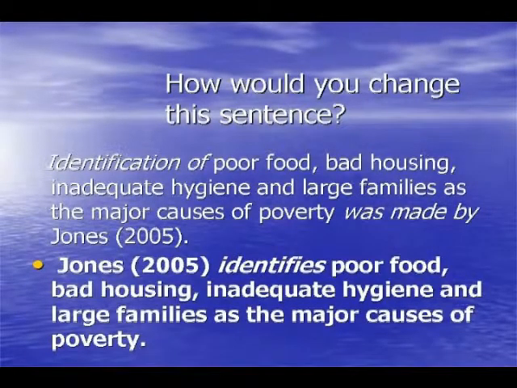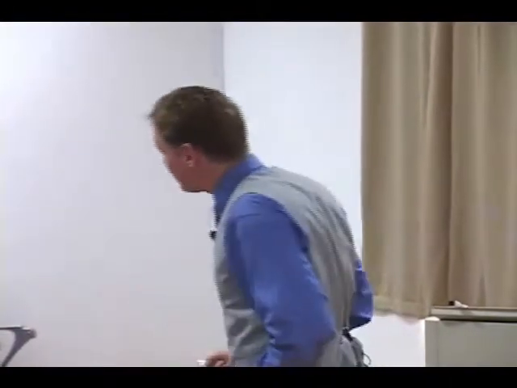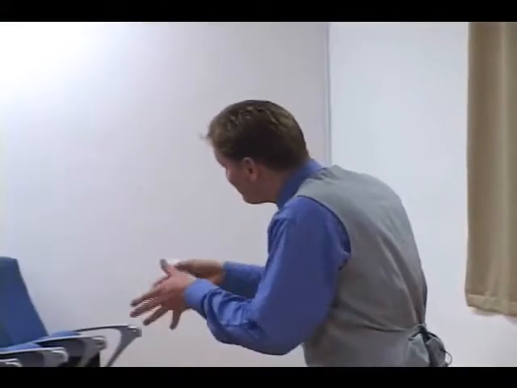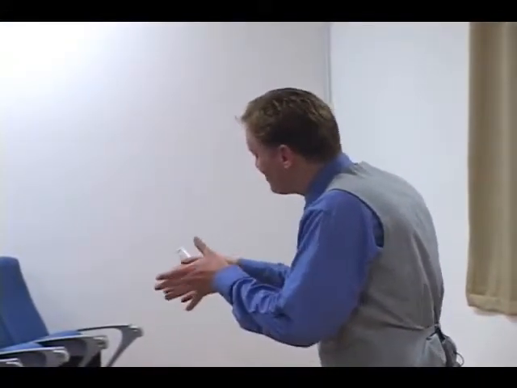To make this clearer, I must move Jones to the beginning of the sentence. Jones identified poor food, bad housing, inadequate hygiene, and large families as the major causes of poverty. Simpler because now I don't have to read it twice to see who did the action. I can see immediately who did the action, and the sentence will be shorter.